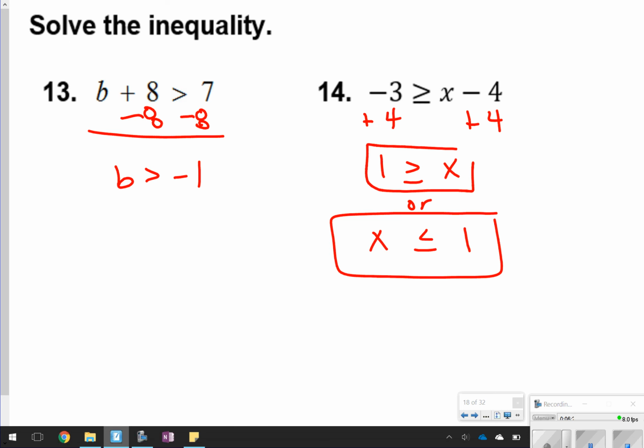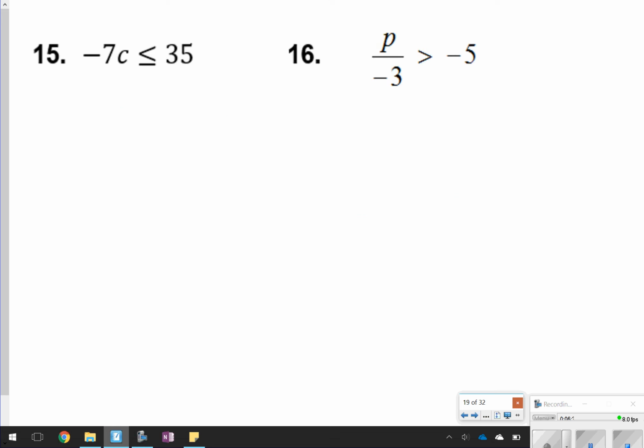If you still got this, 1 is greater than or equal to x, that's still the same thing, but it might be easier for you to put the x on the left side. Okay. Number 15, I'm going to divide by -7. Because I'm dividing by -7, I am going to flip my sign to be greater than or equal to. Remember, you always flip your inequality sign if you're dividing or multiplying by a negative number. So my answer will be C is greater than or equal to -5.